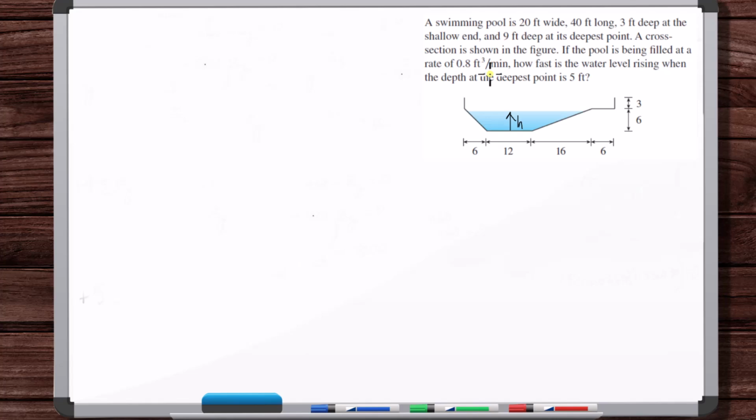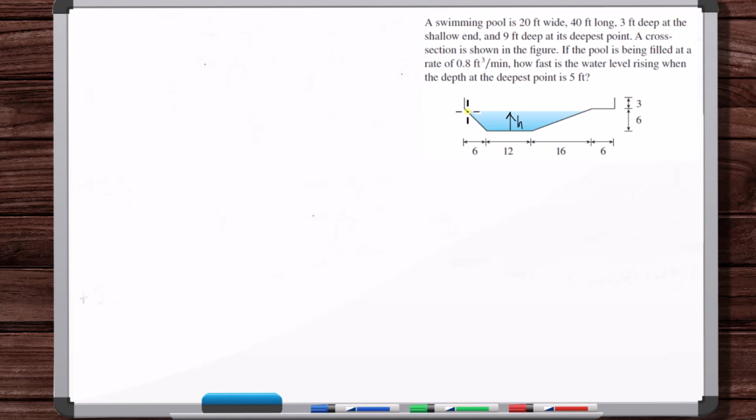You can find that other rate with an equation that relates those two variables, the variable that you know and the variable that you don't know. So what we need to do is get an equation for what we know. We know the rate of change of the volume as the pool is being filled. So we need a formula that relates the volume to H.